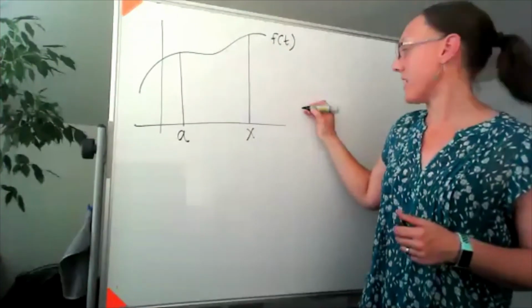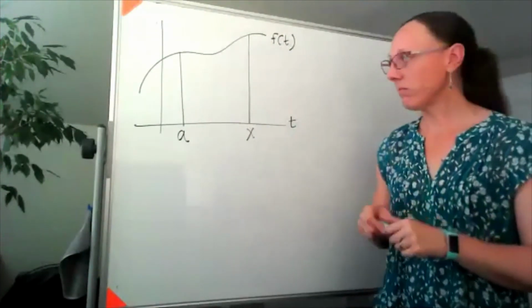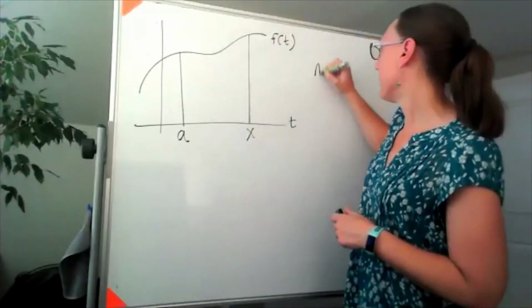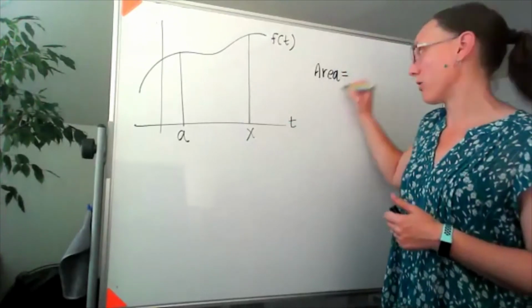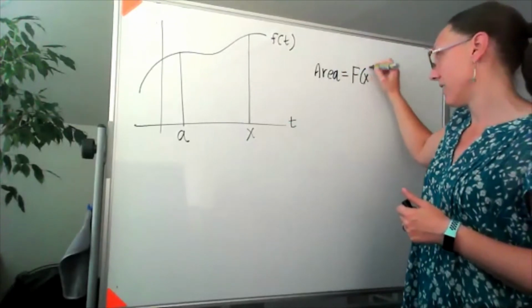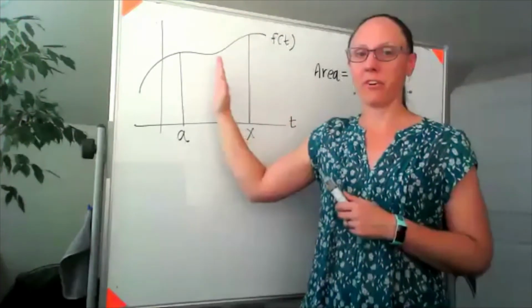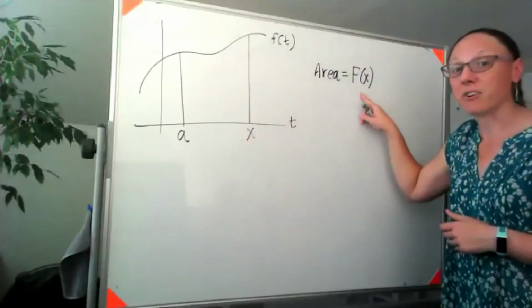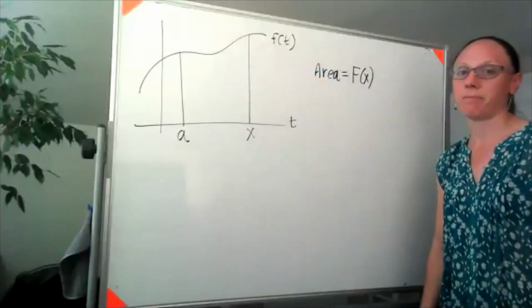and remember notation-wise, because this is f as a function of t, that means this is really the t-axis here. And if I think about this area, this area is a function of x, because depending on where I draw this vertical line, I'm either going to have less area or more area. So the area is a function of x, even though this picture is a function of t.